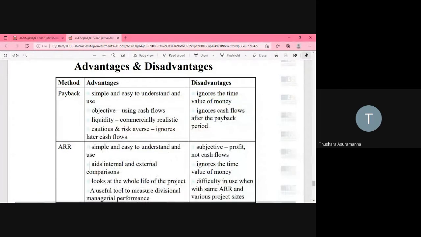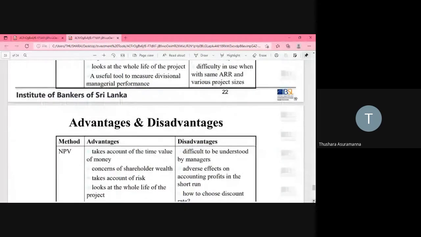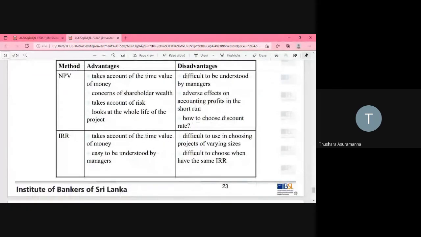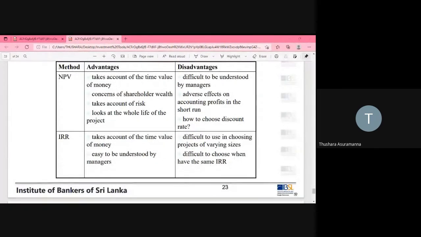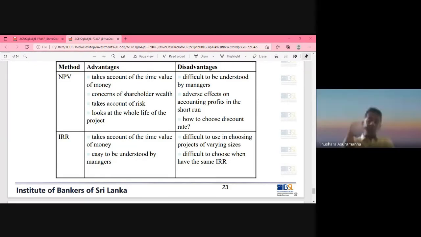You go to the next one, NPV. So the NPV advantages are, we obviously take the time value of money, and it talks about shareholders' wealth because it takes total project cost in terms of time value. So basically it takes into account the wealth.